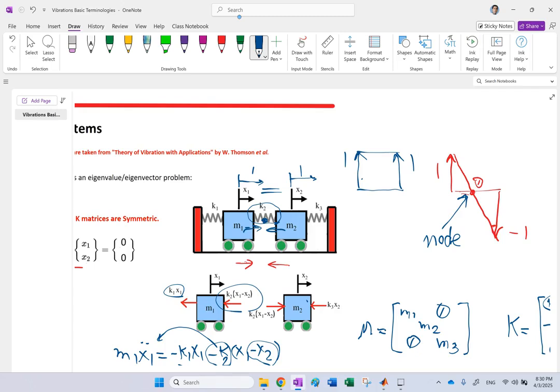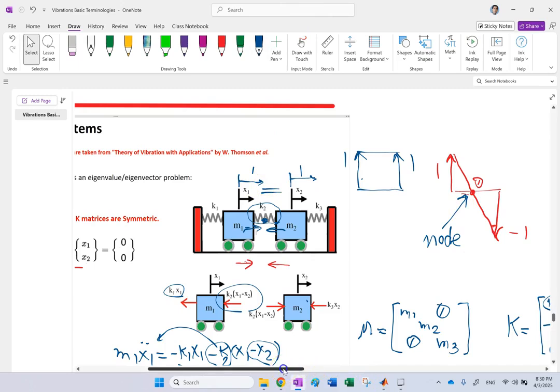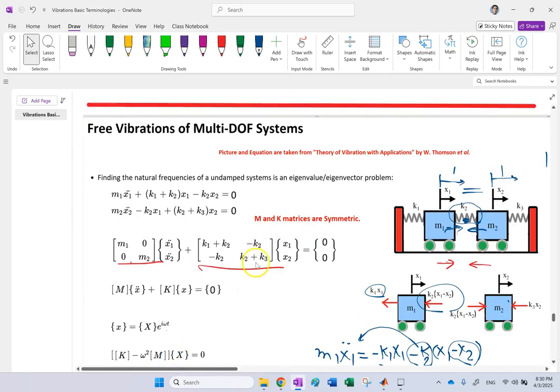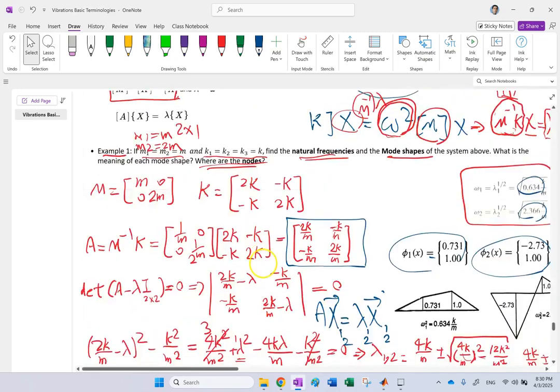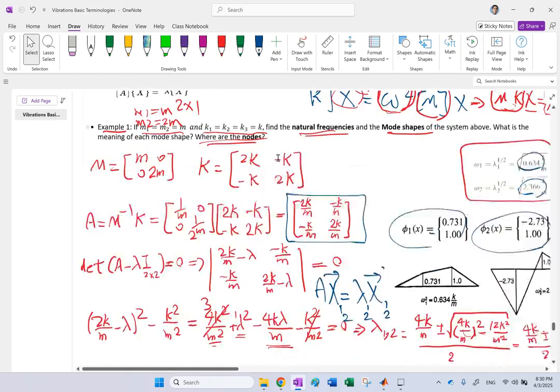Now, this node shows itself more when you look at the vibrations of continuous systems like strings and so on, which I have videos for under the same playlist, vibrations. I explained these nodes a little better over there because you can physically see them. Here, it's just a point on the spring. But if it was a continuous mass system, you can see that point a lot better. So anyways, this is the natural frequency and the mode shapes of the system, the meaning of each mode shape, and the location of the nodes, okay? This is the first part that I wanted you to learn.